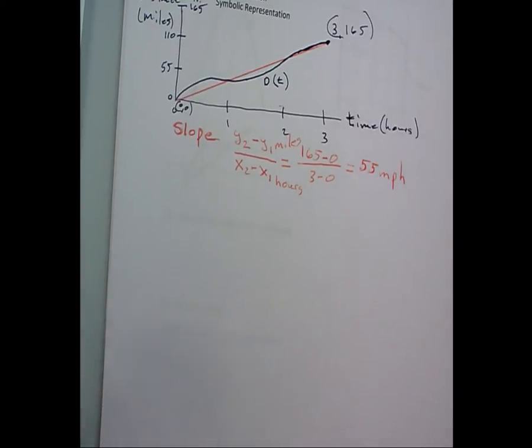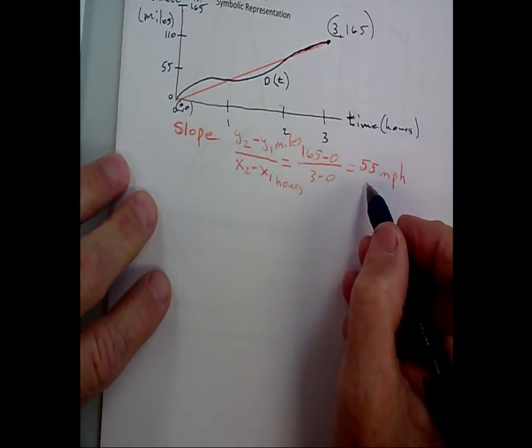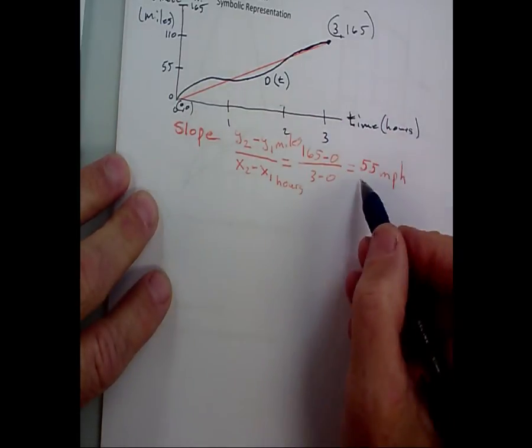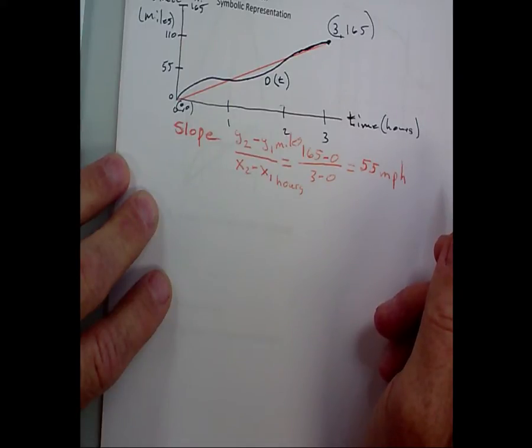All right. So, Ma, what kind of speed is this? The slope is 55 miles per hour. It's also a speed. It's also a rate. What kind of speed is it? Not sure? That's fine. Becca, is it a constant speed?